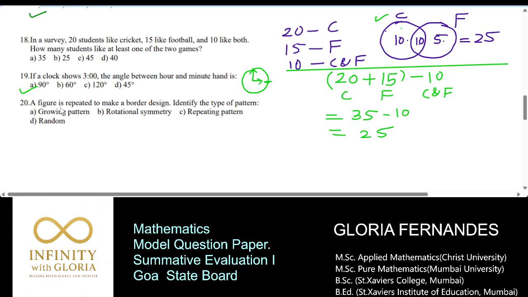Now next, a figure is repeated to make a border design. Identify the type of pattern. So the figure is repeated. So this is called a repeating pattern. Okay. If it is repeated, then it is called a repeating pattern. I hope you have got this. Okay. So in our next video, we'll go to the next question.